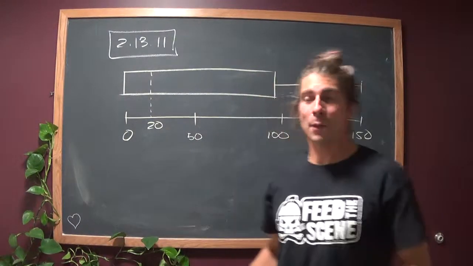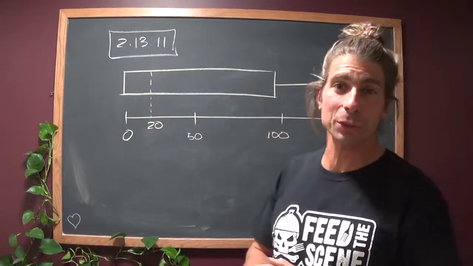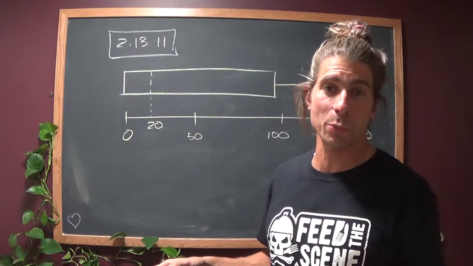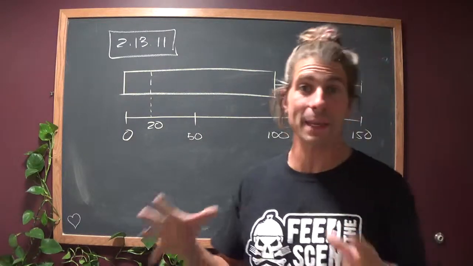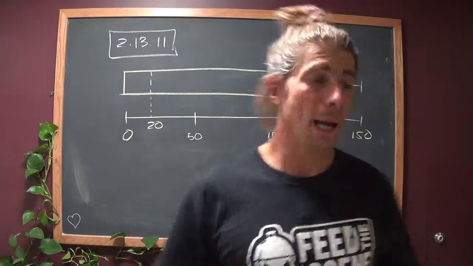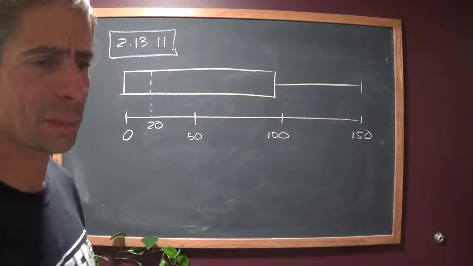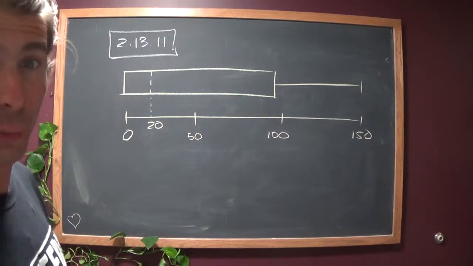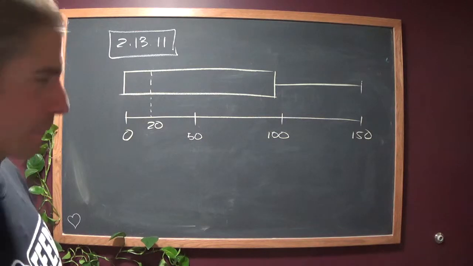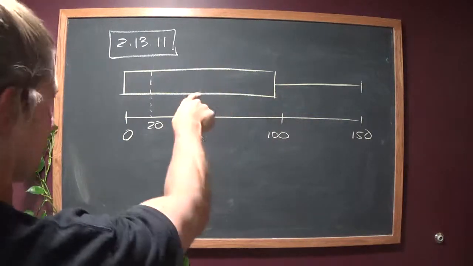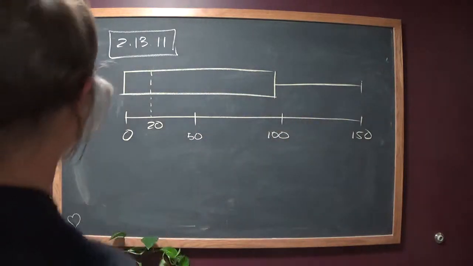Hey everybody! The purpose of this video is to walk us through a potential solution to 2.13.11 in the Collaborative Statistics textbook. This is a fun one. We've got a box plot that looks kind of different than the ones we've looked at before. You've got the box and a whisker, but no whisker over here.